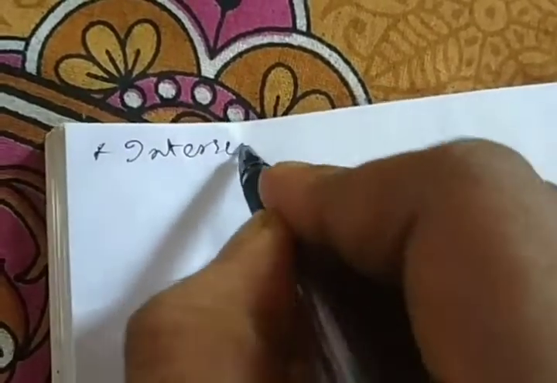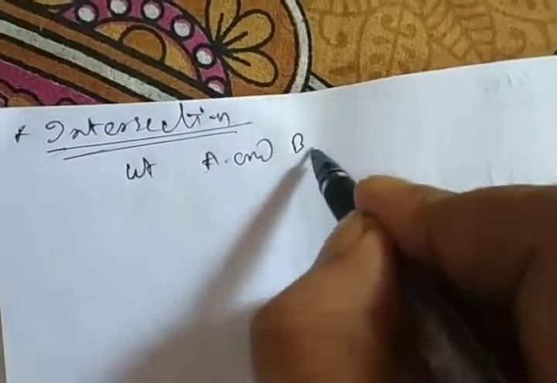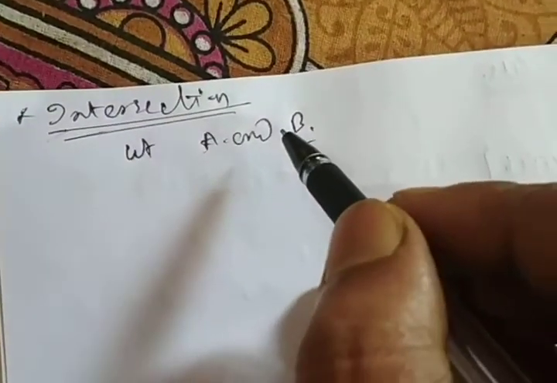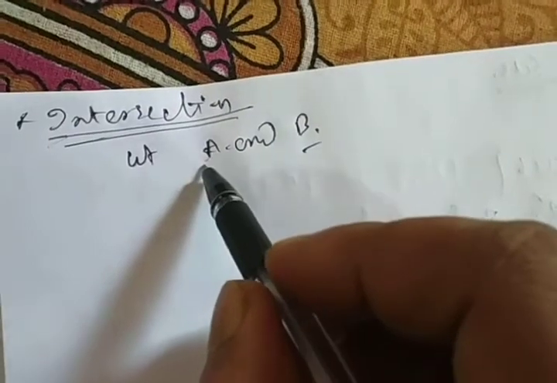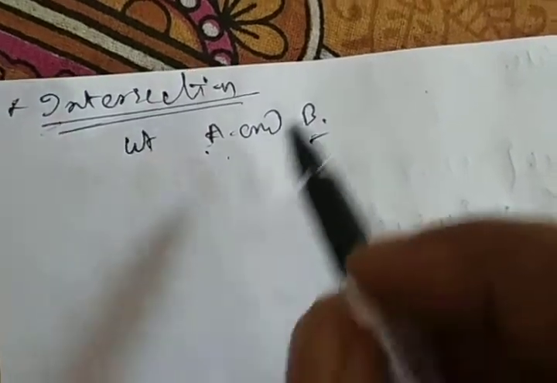Now, second, intersection of two sets. Second operation, intersection. Let A and B be two sets given. Then the set of all elements which lie in both A and B is called the intersection of A and B. So all the elements which lie in the set A and also in the set B, that is basically the common elements of A and B.